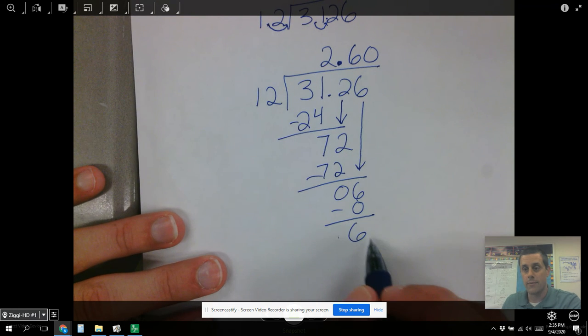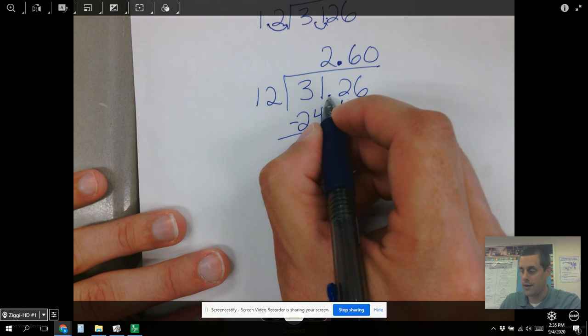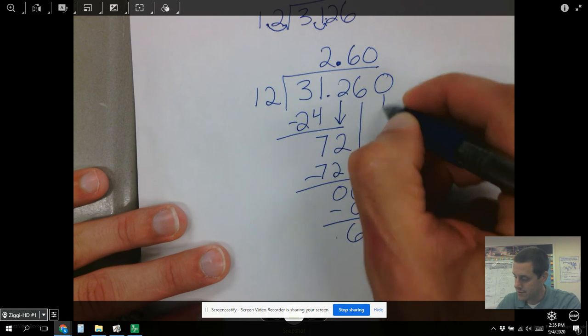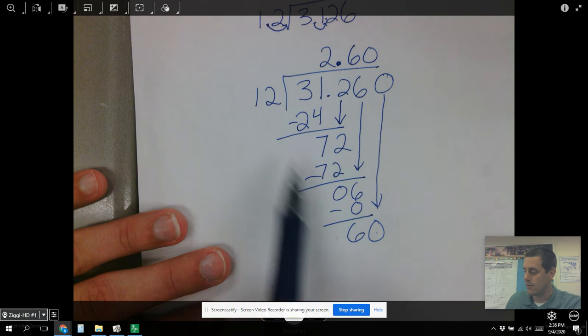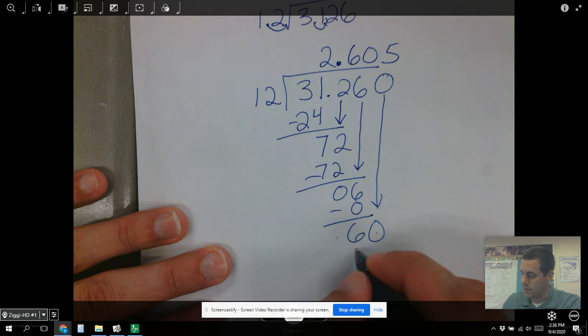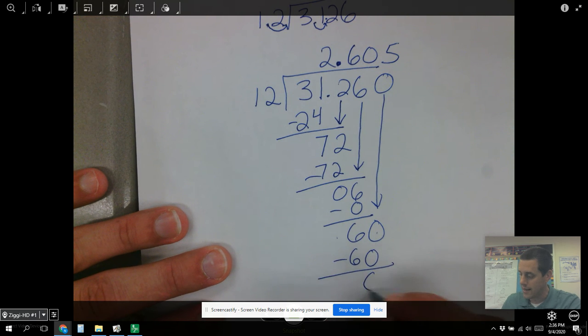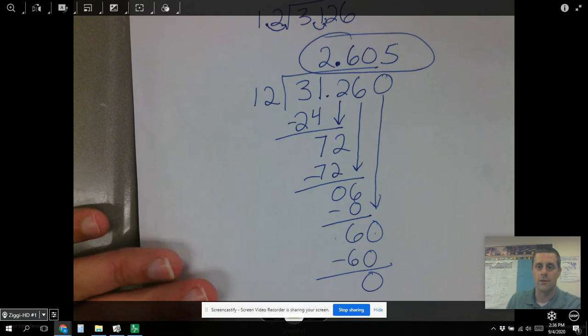And because I have a remainder of 6, I no longer want a remainder. Because my decimal point is already here, I can add a 0, drop it, and continue the dividing process. Now we're dividing 12 into 60. 12 goes into 60 5 times. 5 times 12 is 60, and when I subtract, I have no remainder left over. My final quotient, 2.605.